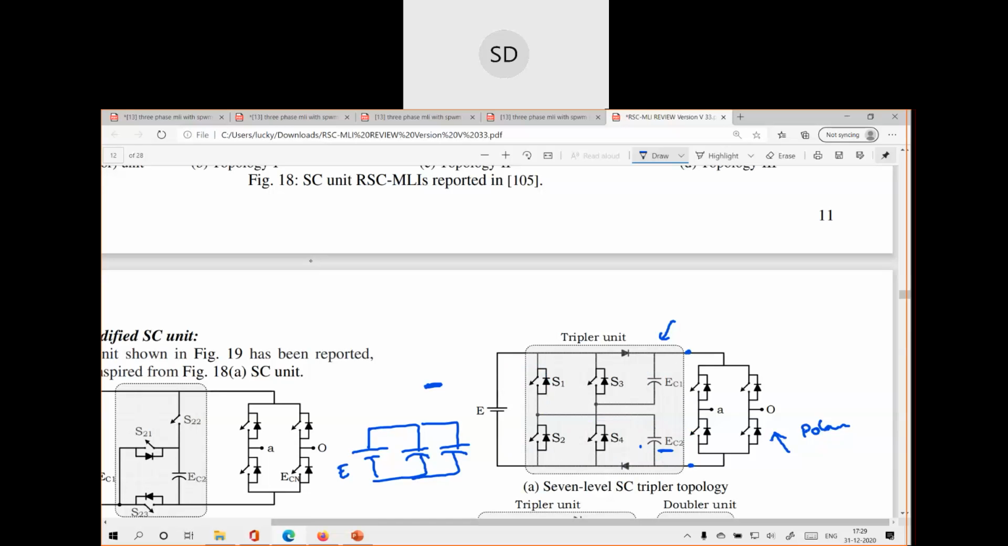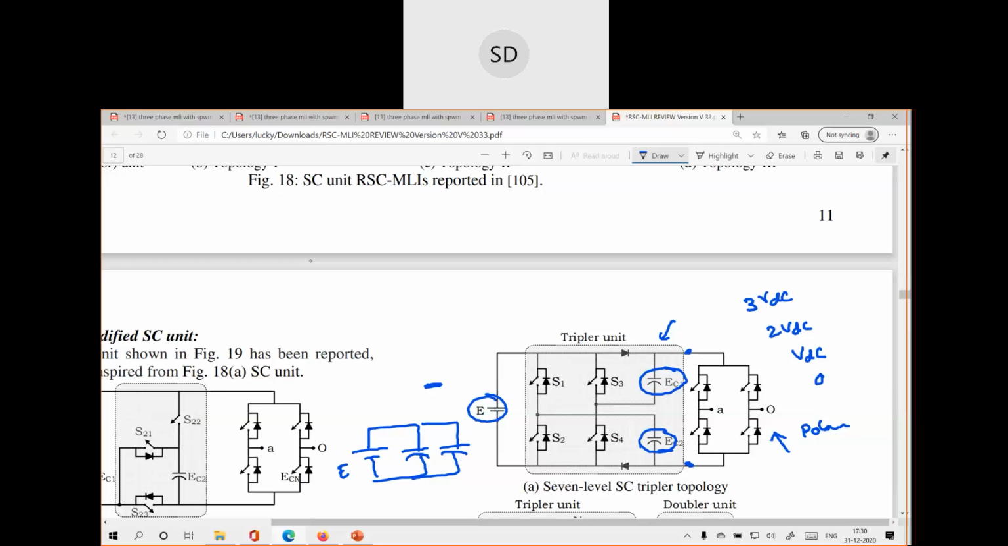So this capacitor is charged to E voltage and this is also charged to E voltage, right? Now you want to get 3 VDC across this. That means you can get 3 VDC, 2 VDC, VDC and 0 voltage. So how to get 3 VDC here? The capacitors come in parallel whenever needed; wherever it is feeding the load, they come into series. How to connect these two capacitors and the DC source, all three in series?